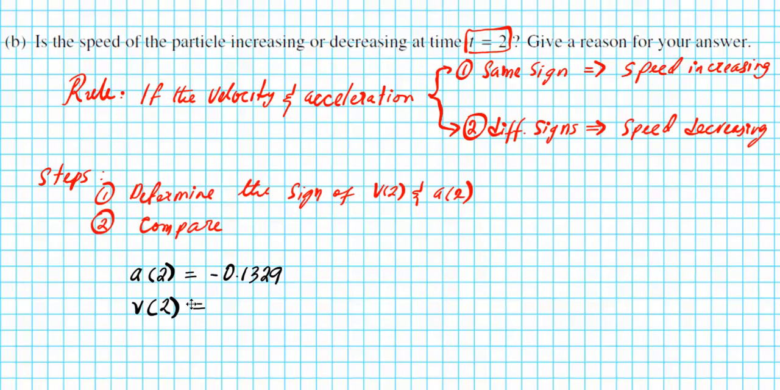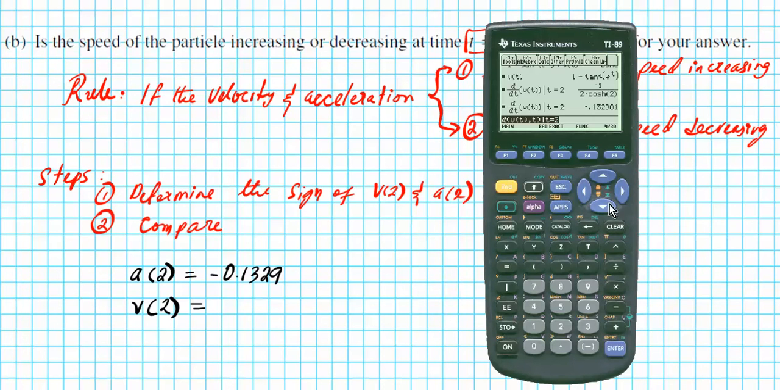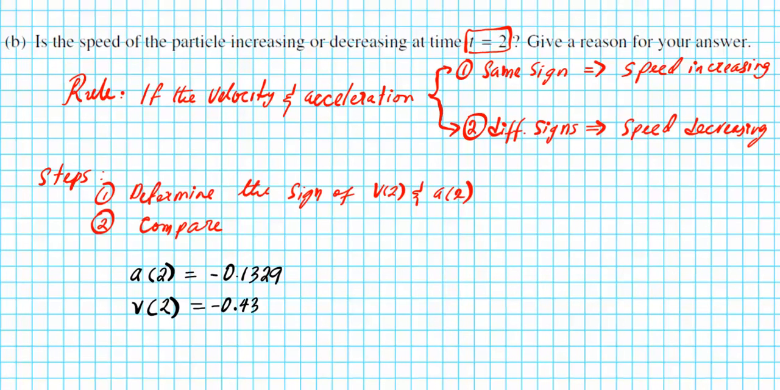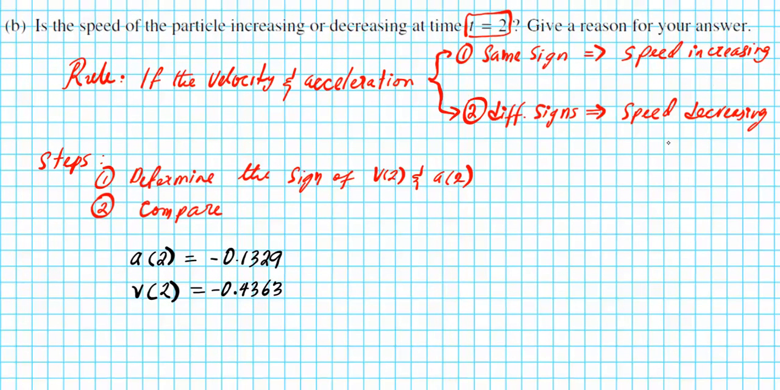V of 2, we don't know what that is. So let's go ahead and determine what v of 2 is, to 4 decimal places. In our calculator, we already have v of t stored there. So we're going to call it back up and change the input value to 2. V of 2, enter. And then I need a numerical result. Negative 0.4363. Okay, so what do we notice here? Their signs are the same. So if the signs are the same, what do we know about the behavior of the speed? The speed is going to be increasing.